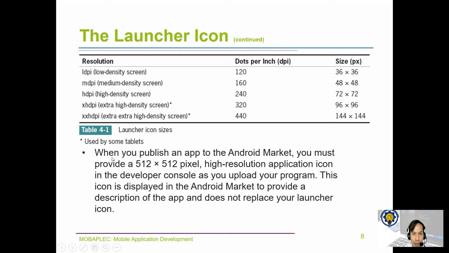So here, when you publish an app to the Android market, take note, you must provide 512 by 512 pixels, or a higher resolution. So you could use other pixels as long as there's a high resolution in terms of your graphics. Normally it's much better if your graphic is high resolution, so that if you're going to publish it, it will not get cluttered. Okay, so meaning there's true resolutions. That's the standard.